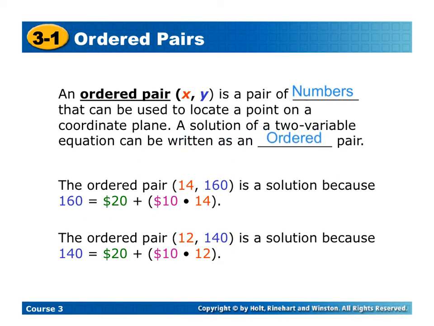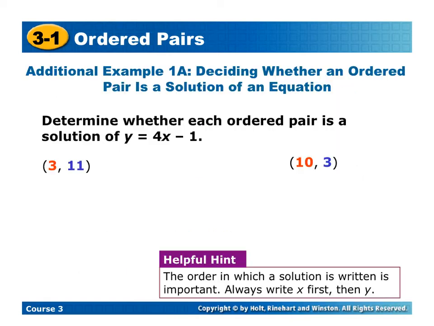So for example, the ordered pair (14, 160) is a solution because, like we showed in the problem, when it was 14 jerseys the cost was 160. Here (12, 140) is an ordered pair because when there were 12 jerseys the cost was 140.